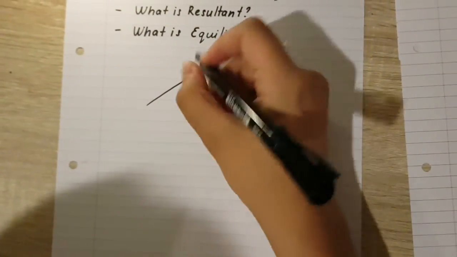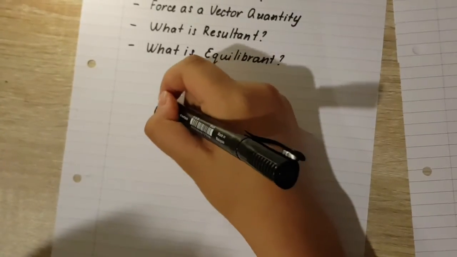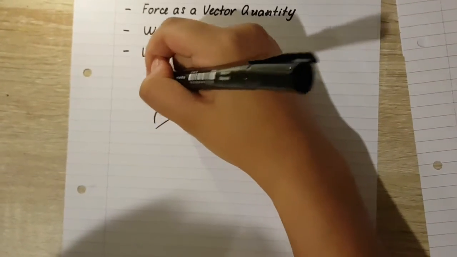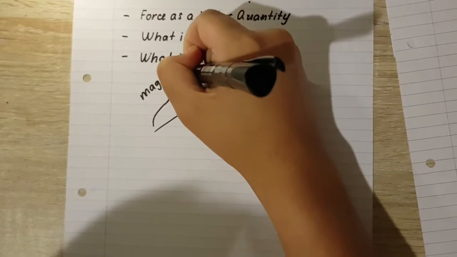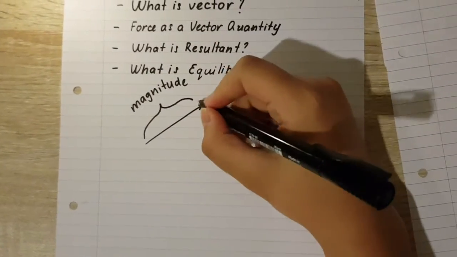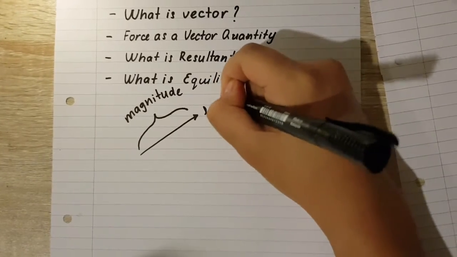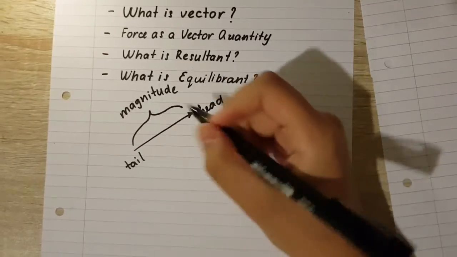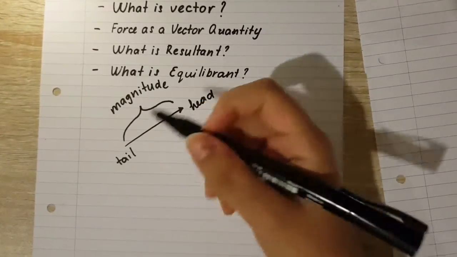Arrow line, this is a vector. Everything here is a magnitude. This is the top of the vector, which is called head, and this is the tail. Overall, the head shows the direction of the vector.